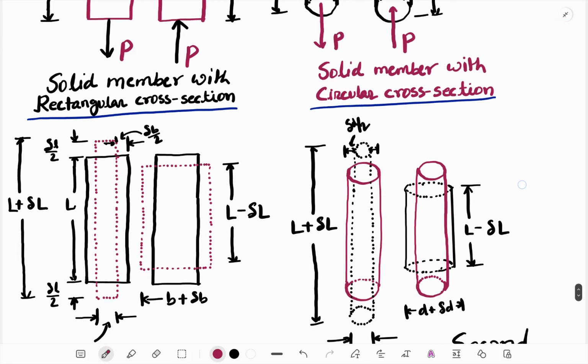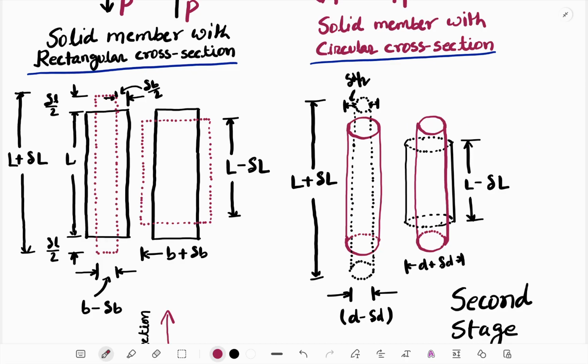Next, if tensile load is applied, the length of the member is going to increase, and at the same time the width of the member is going to decrease. So two phenomena happen here: length will increase and width will decrease. In the second case, if compressive load is applied, length is going to reduce and width is going to increase. Similarly for the circular section, due to tensile load, the length of the member is going to increase and diameter is going to decrease. In the second case, due to compressive load, length of the member is going to decrease and the diameter is going to increase. So these are the two cases.